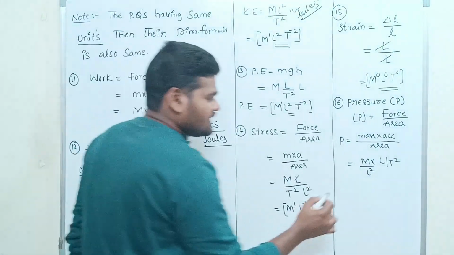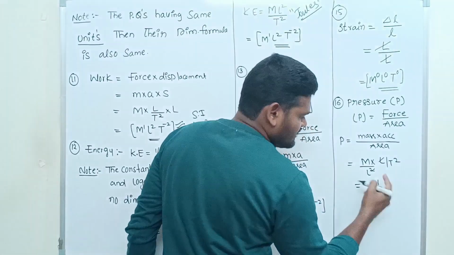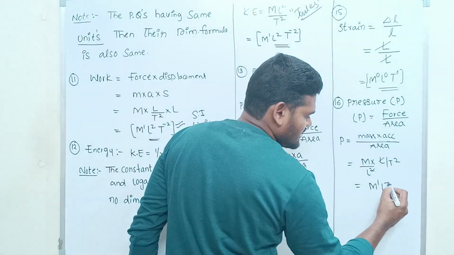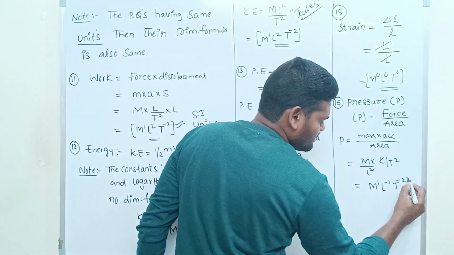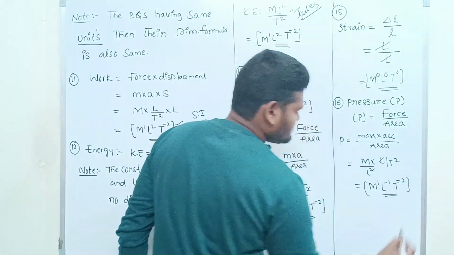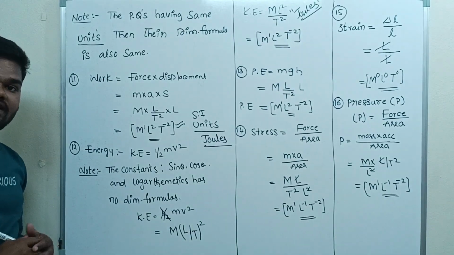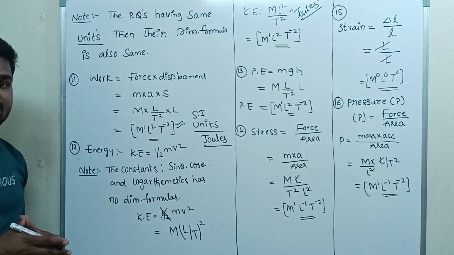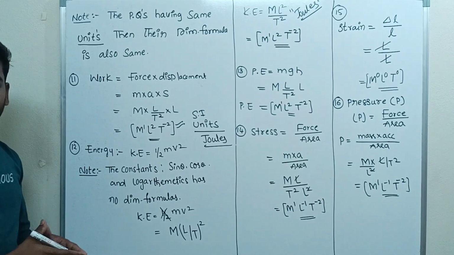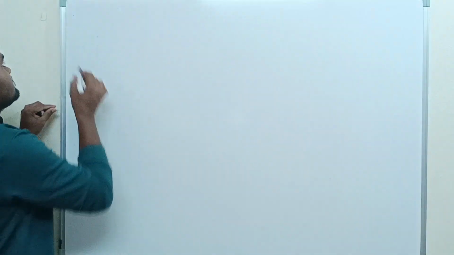Okay. Are you getting? So one L gets cancelled out. So M power 1. If L comes to denominator, it becomes L power minus 1. And t square comes to denominator, it becomes t power minus 2. So this is the dimensional formula of pressure. Are you getting? Right. Pause the video and write the notes or take the screenshot. 3, 2, 1, go. So the 17th one.